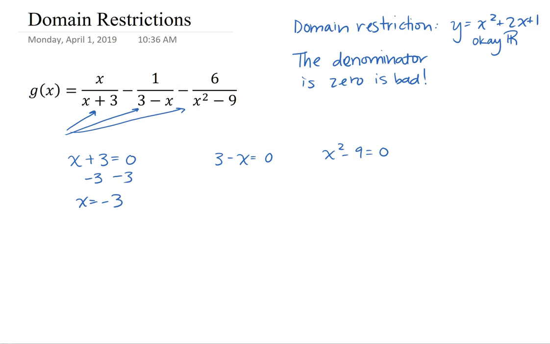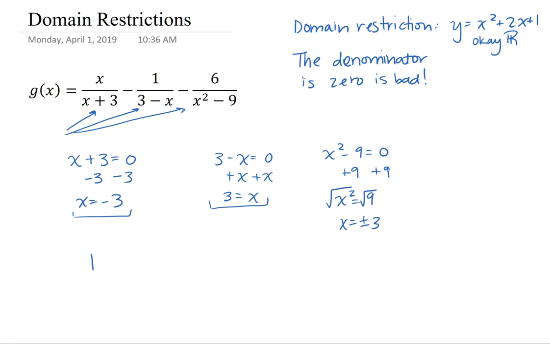In the first equation, if I plug in -3, -3 plus 3 is 0, that's going to cause an error. In the second denominator, when x is 3, 3 minus 3 is 0. That causes an issue. And for the last equation, I undo a square by square rooting, and I get x equals positive or -3. 3 squared is 9, and -3 squared is 9. 9 minus 9 is 0.